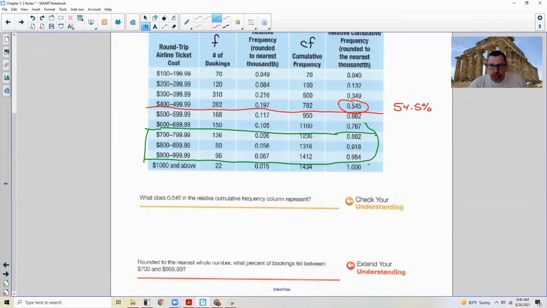So what I have to do is subtract. 76.7% of the data is right here. So I take 0.984, which is all of this data, and subtract what's not in it, which is 0.767. And when I do that, I get 0.217. So 21.7% of the airline tickets were between $700 and $999.99.